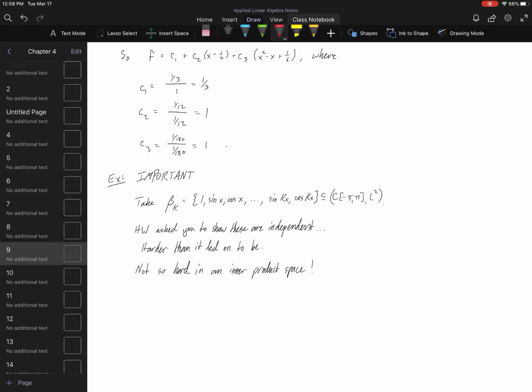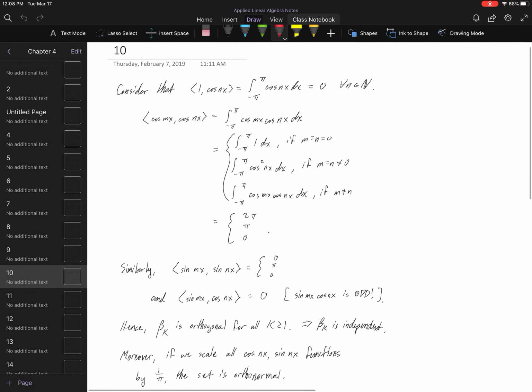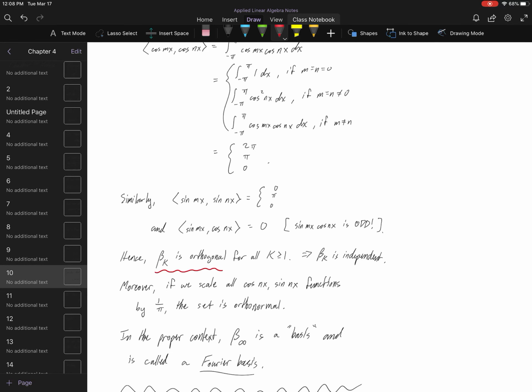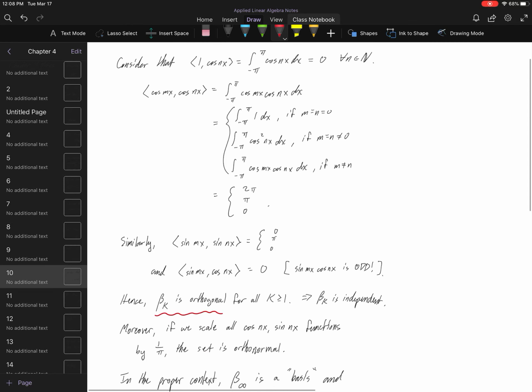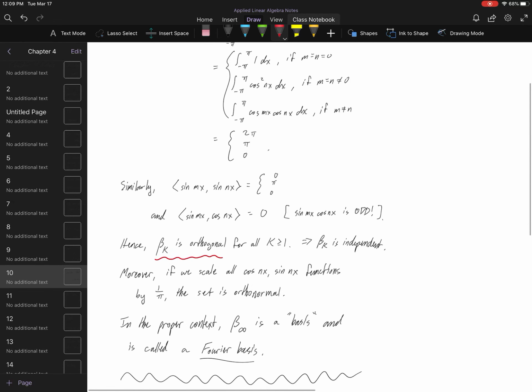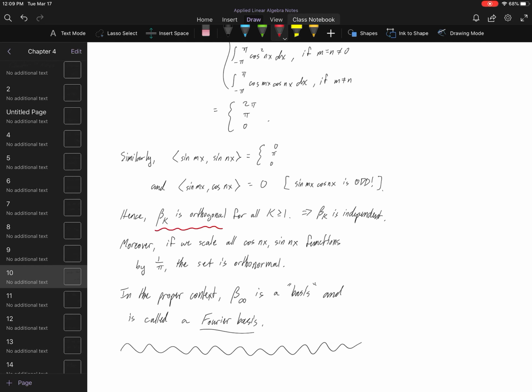Notice that we can show that this set, beta k, is actually an orthogonal set. And that's what this computation is. I'll let you look at it on your own here, but you can show that these functions are all mutually orthogonal to one another. And our theorem says that if you have an orthogonal set where none of the vectors are 0, then your set is linearly independent. We can go one step further and scale these guys down by the appropriate square norms, and we wind up with an orthonormal set.